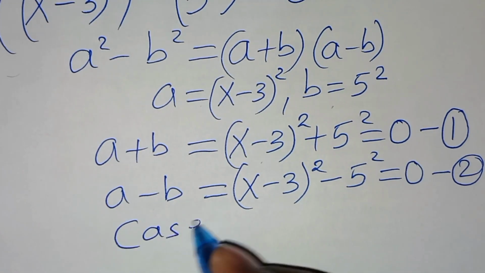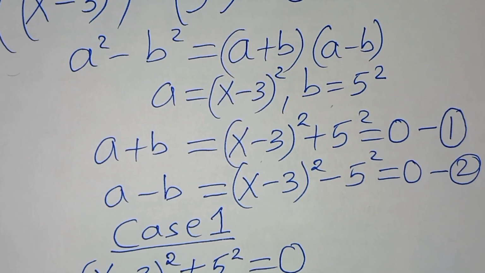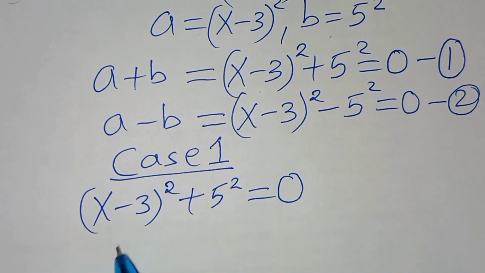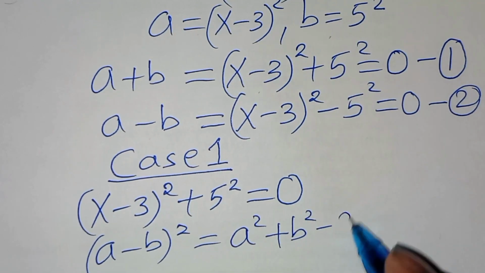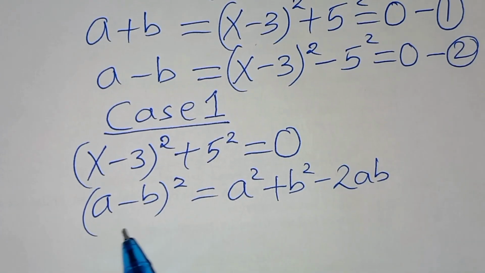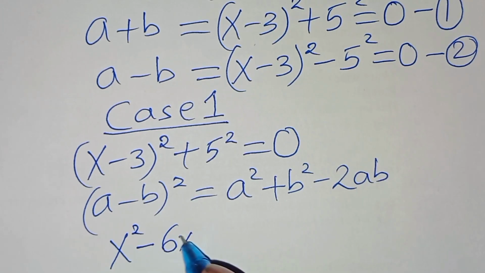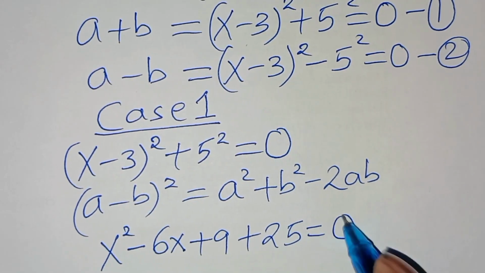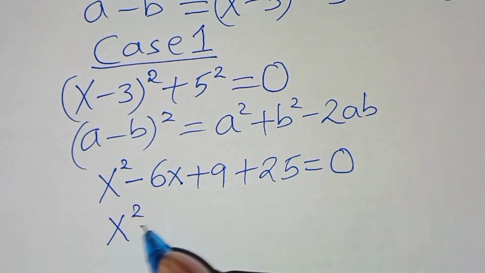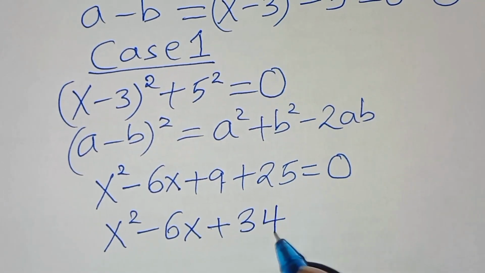So let's solve equation 1, that is case 1, which is (x - 3)^2 + 5^2 = 0. Now here, (x - 3)^2 is in the form of (a - b)^2, which we can express as a^2 + b^2 - 2ab. Applying this algebraic identity, we'll have x^2 - 6x + 9 + 5^2, which is 25, equal to 0. Now here we have x^2 - 6x, then plus 9 plus 25, which is 34, equal to 0.